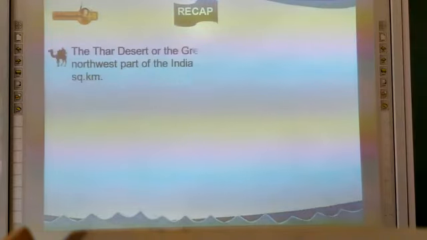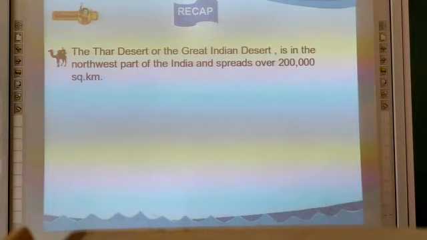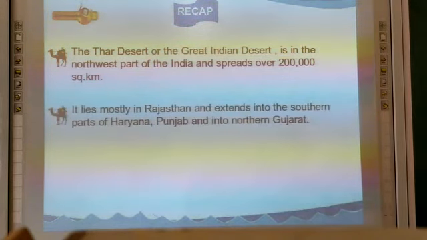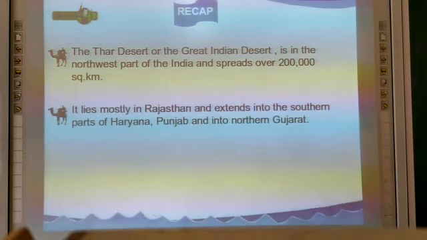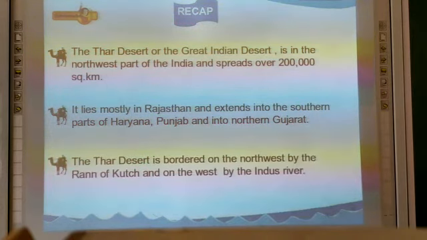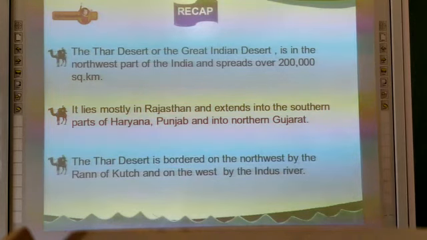Recap. The Thar Desert, or the Great Indian Desert, is in the northwest part of India and spreads over 2 lakh square kilometres. It lies mostly in Rajasthan and extends into the southern parts of Haryana, Punjab and into northern Gujarat. The Thar Desert is bordered on the northwest by the Run of Kutch and on the west by the Indus River.